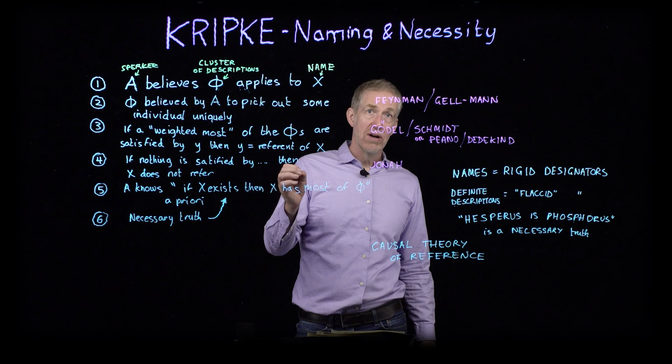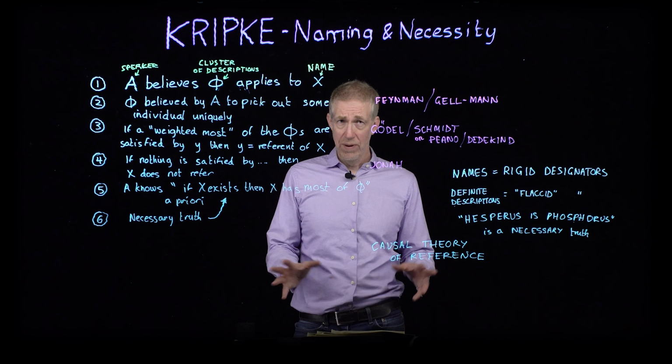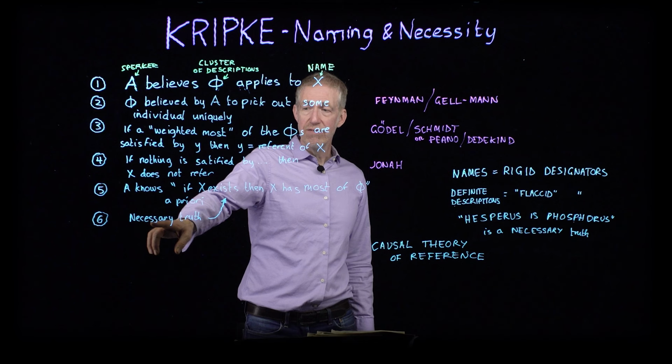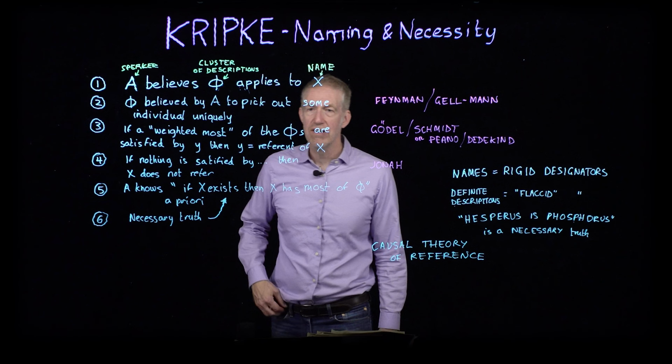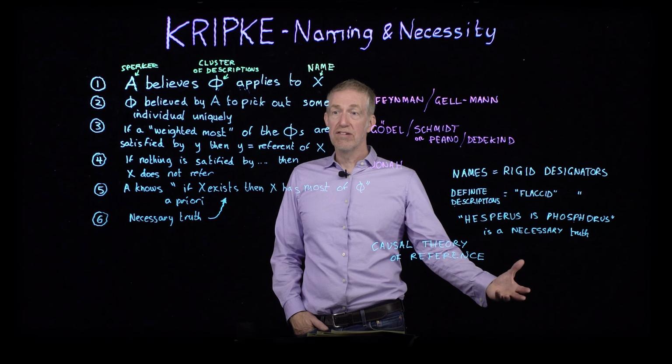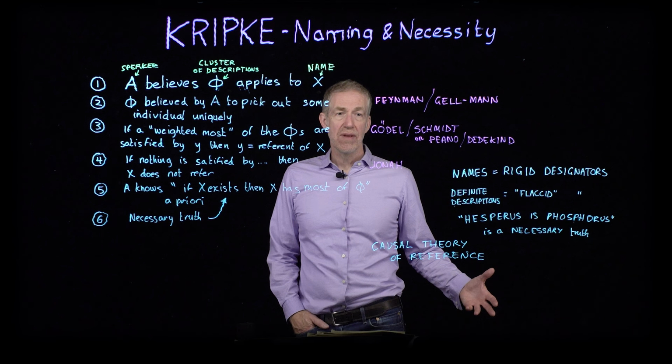But what Kripke is going to argue is that there are necessary truths, true in all possible worlds, that we don't know a priori. But the first claim he's going to deny, he's just going to deny that this is true, that 6 is true. So it is not a necessary truth that if X exists, X has most of the properties. Why is he going to deny that? Because he says, no, Aristotle could exist, and none of the things we know about him could be true, and yet he could exist.